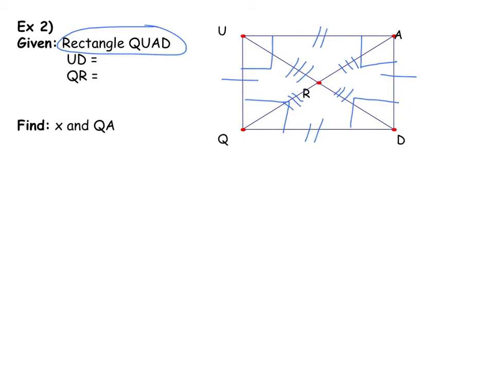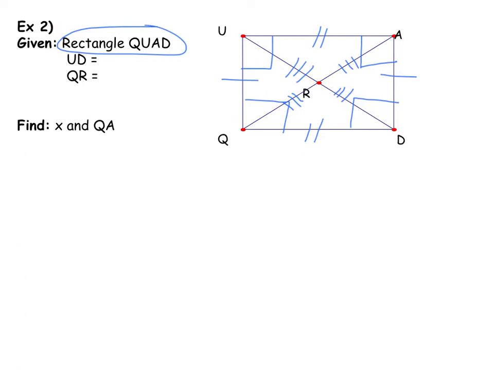What that means is QA is congruent to UD, the diagonals are the same length, but also each little piece of each of the diagonals is congruent in length. So that's kind of cool. Okay, so notice in this problem I didn't even say anything about UD or QR yet. Why? Because I wanted you to react to the givens.